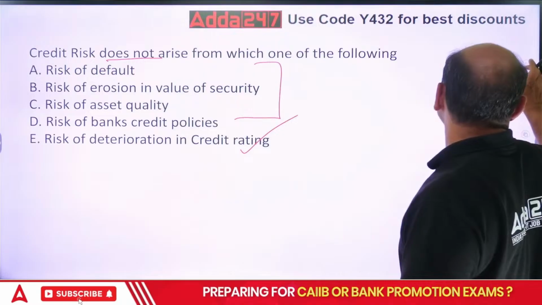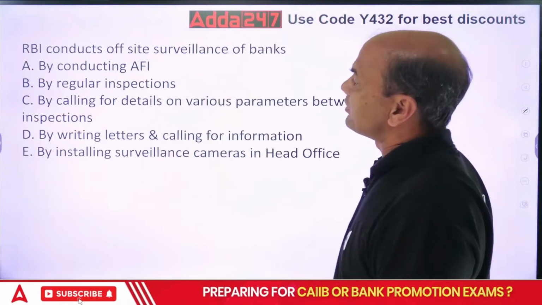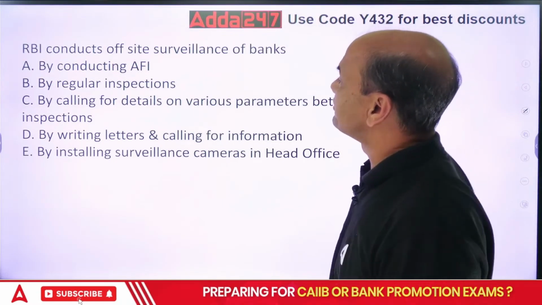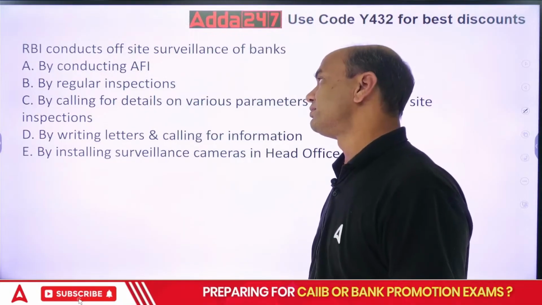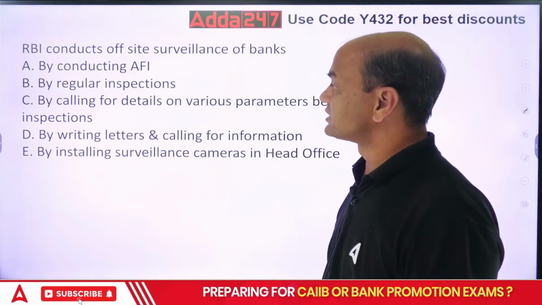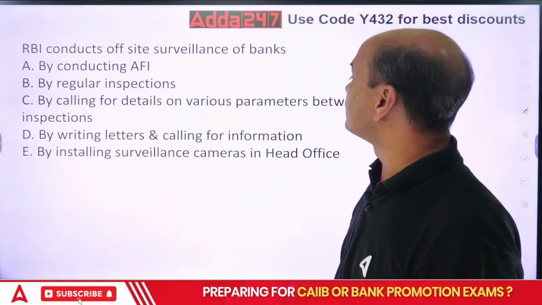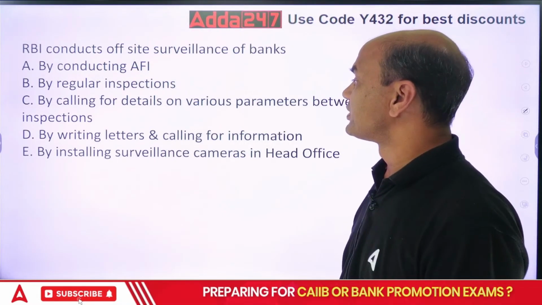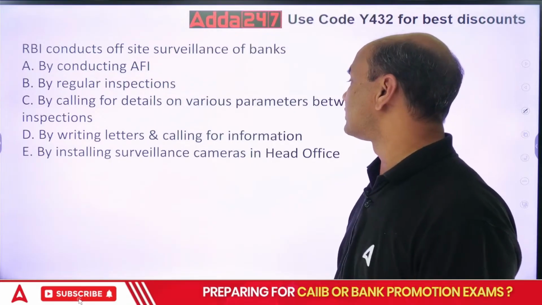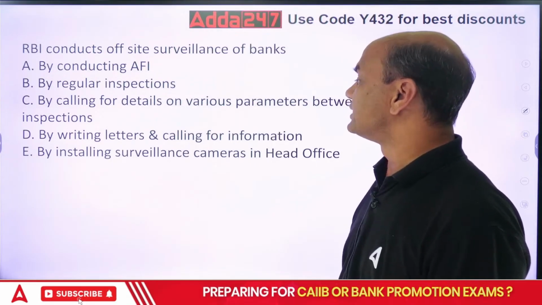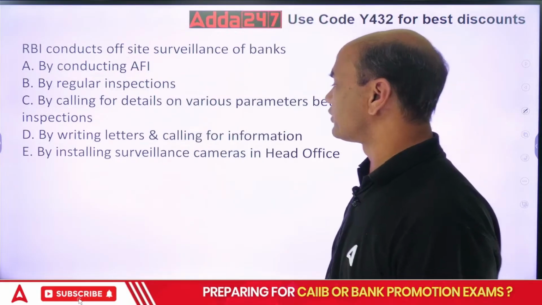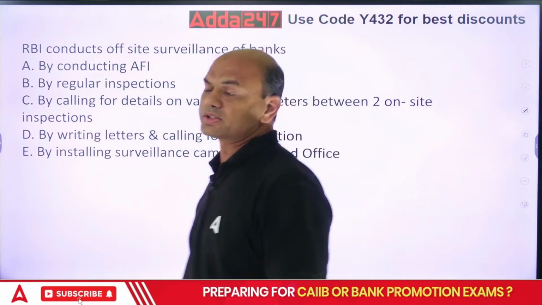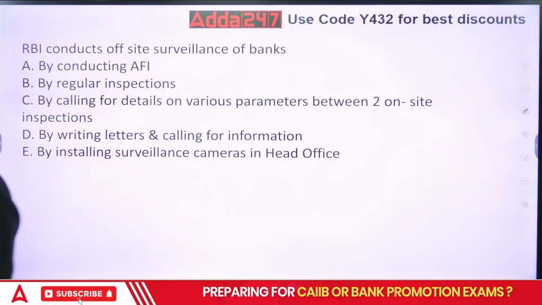Next. RBI conducts off-site surveillance of banks by conducting AFI, by regular inspections, by calling for details on various parameters between two on-site inspections, by writing letters and calling for information, or by installing surveillance cameras in the head office. How does RBI do this off-site?